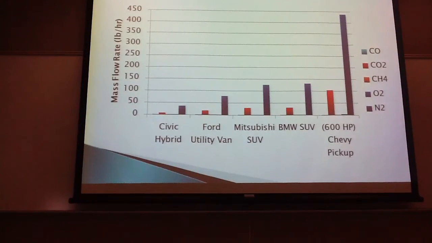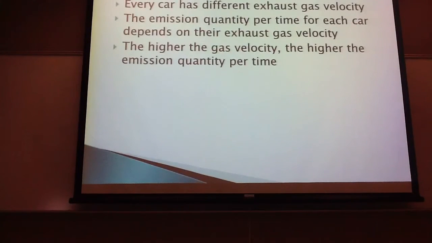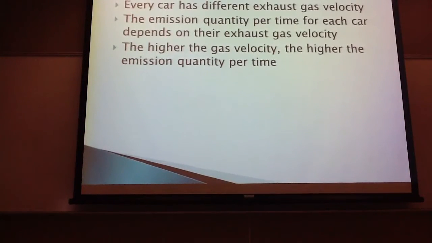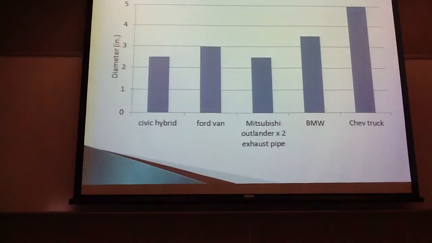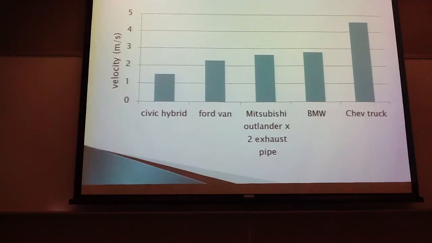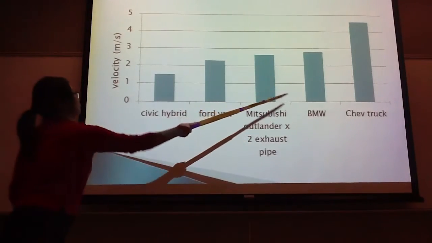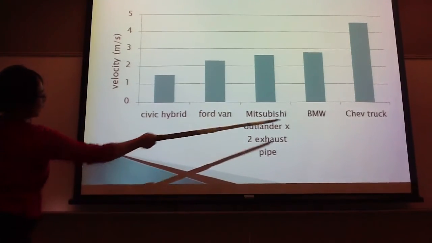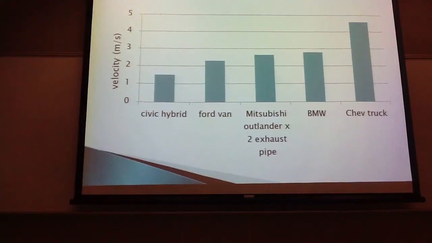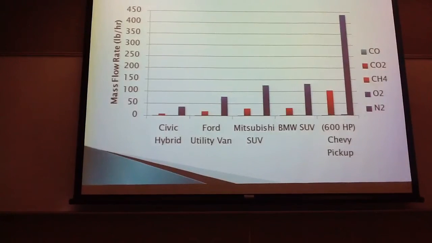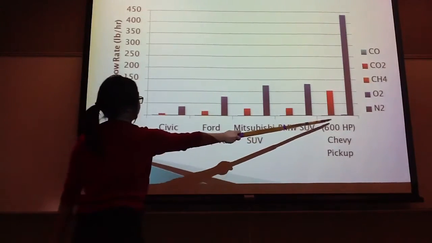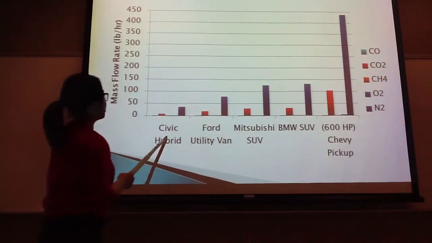And this is a discussion of the results that I found from the graphs. Every car has a different exhaust gas velocity, and the emission quantity per time for each car depends on its exhaust gas velocity. If you look at the graph from before, the velocity goes from the highest to the lowest, from the Chevy truck to the Civic Hybrid. And then if you look at the emission quantity per time of each car, it is also the highest for each component, going down to the Civic Hybrid.